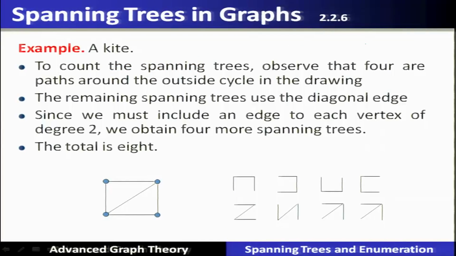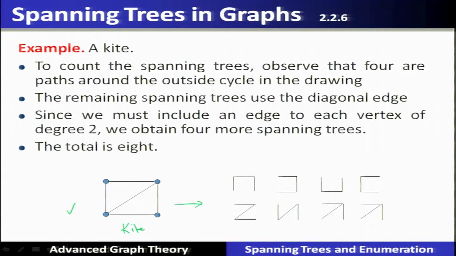Let us see the same thing in this particular example. If the graph is not a complete graph, let us say a kite is given. The name of this graph is kite. Kite is given, and now we have to count how many spanning trees there are.